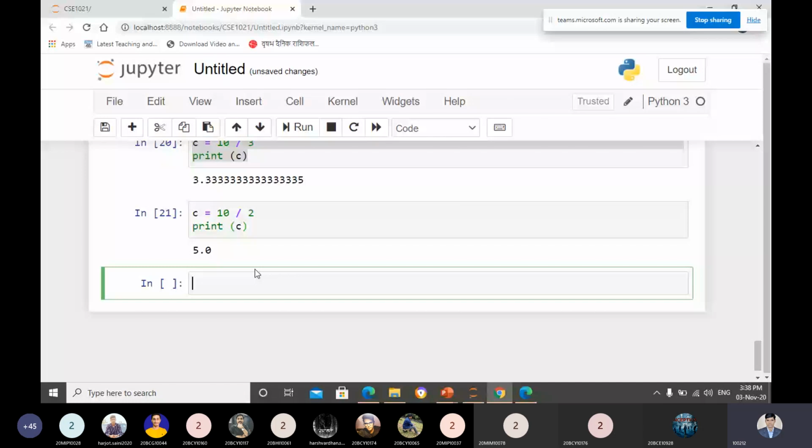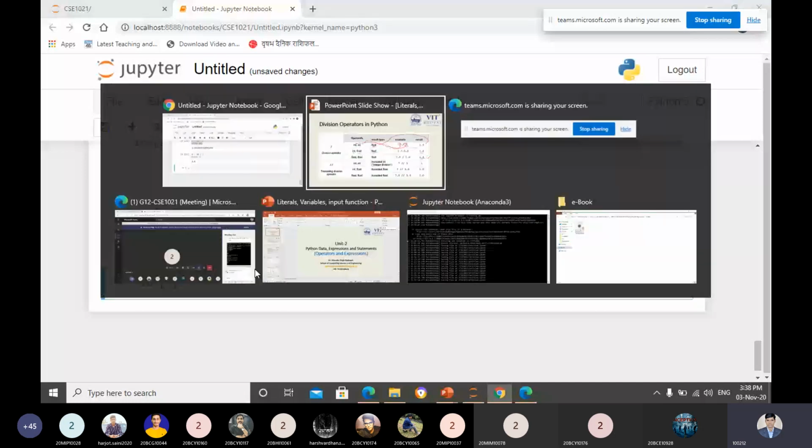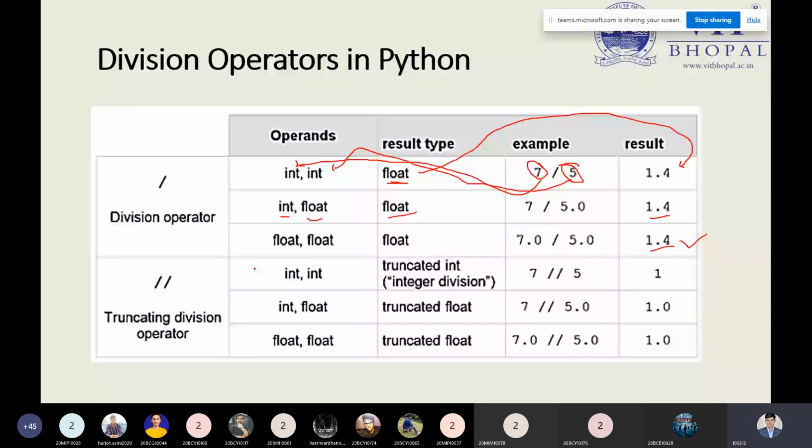Okay, so whatever I am sharing with you, practically I have already tested. Now you are happy with this kind of practical approach?